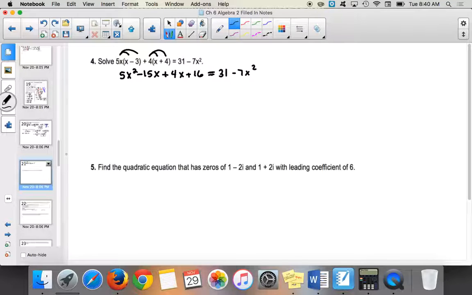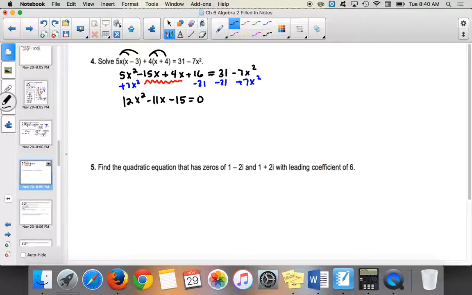All right. And we can get it in the quadratic formula form. So I'm going to add the 7x squared over. So when I do, I get 12x squared. And then I have negative 15x plus 4x, so that makes negative 11x. And then I have 16 minus 31, right? Subtract the 31 over. So we get negative 15. Okay, now it's in the form that we like. So we can use the quadratic formula.